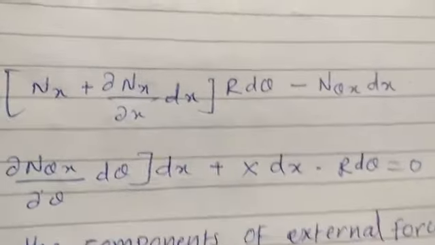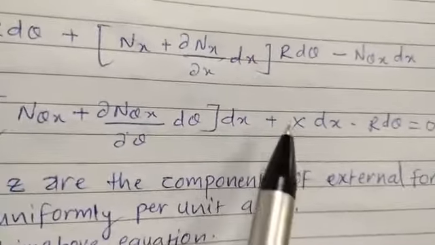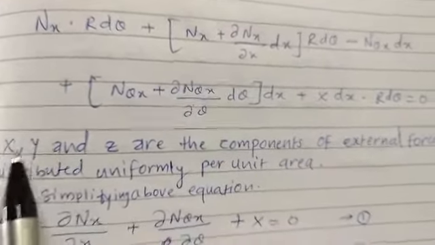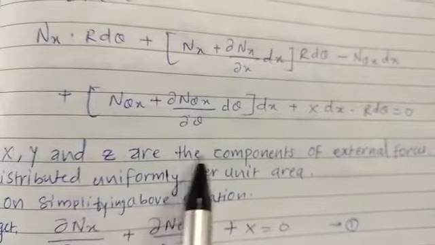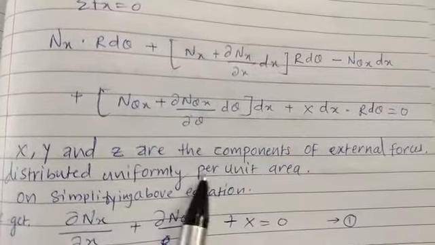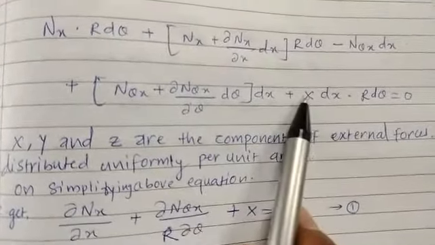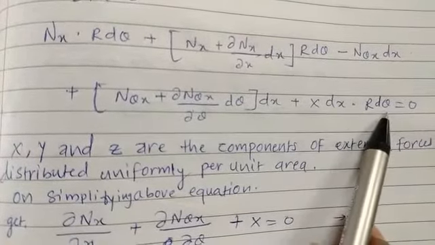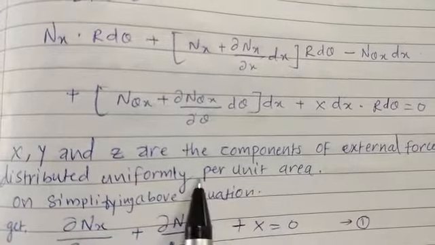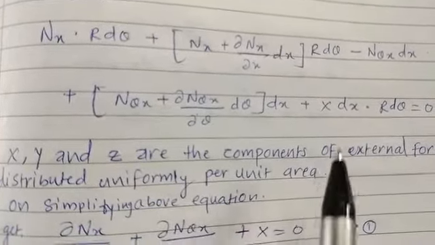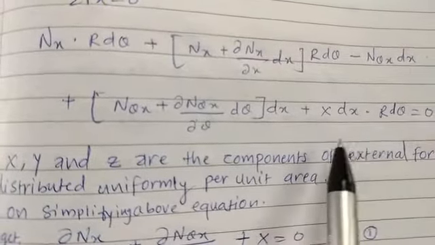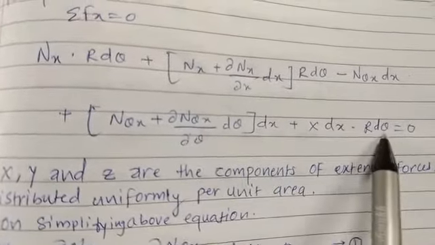Sorry, here x, y, z are external forces. I have given one sentence here: X, y, z are the components of external forces distributed uniformly per unit area. So that's why we have taken x into dx into r d theta, which is the area of the element. Because this is force per unit area and we want only force, we have multiplied by area. So this is how we have calculated the equation, and it is equal to 0.